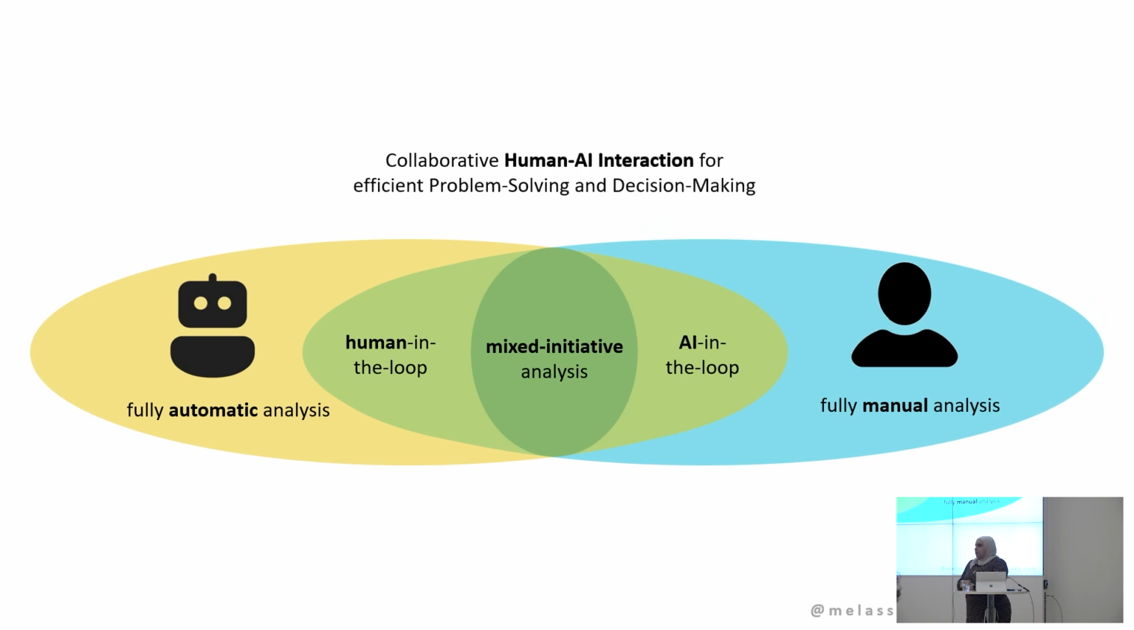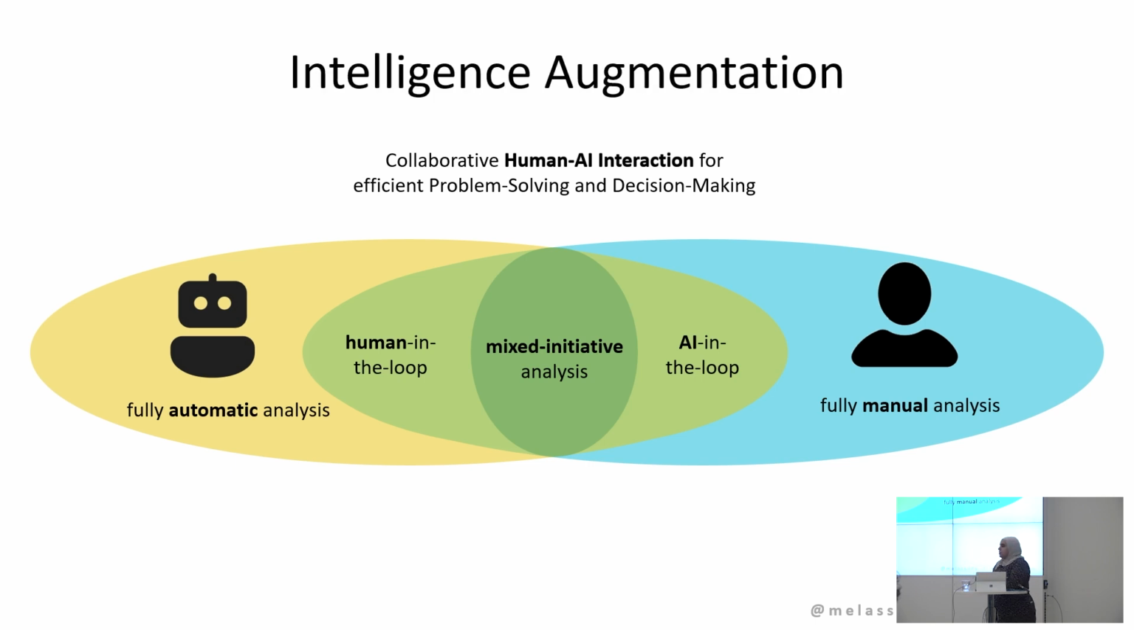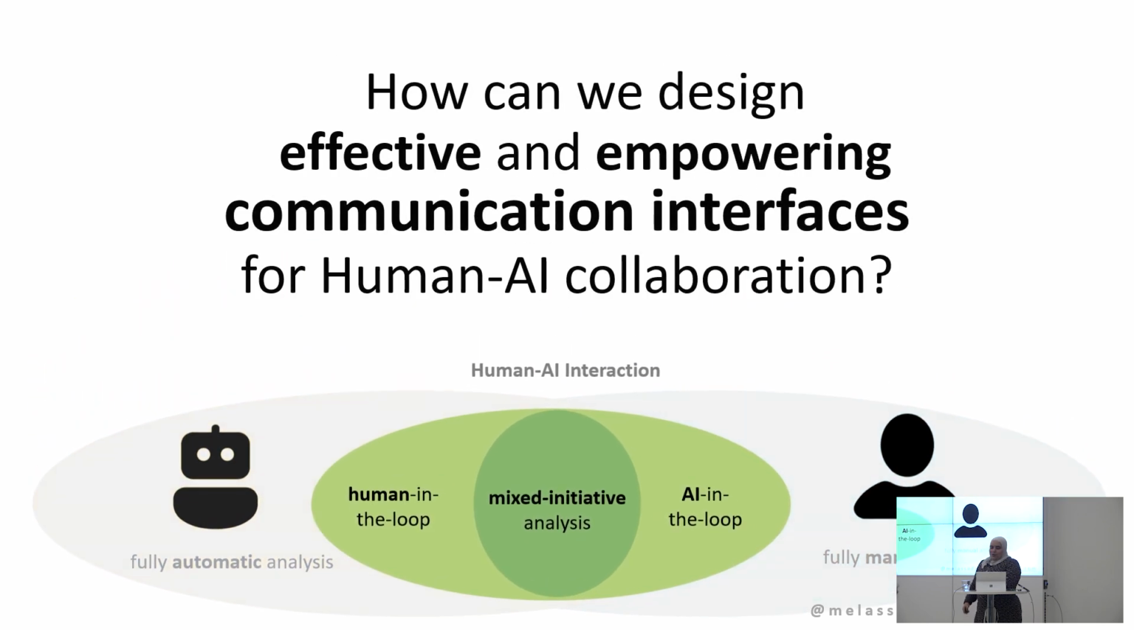So this collaborative human-AI interaction for problem-solving and decision-making is what we dub intelligence augmentation. And here, the main principle is for every single task to try to figure out what is the minimal feedback that we can get from each of these agents to maximize our gain for the actual task that we're trying to solve. So in my lab, we try to figure out how to design effective and empowering communication interfaces for human-AI interaction and collaboration.